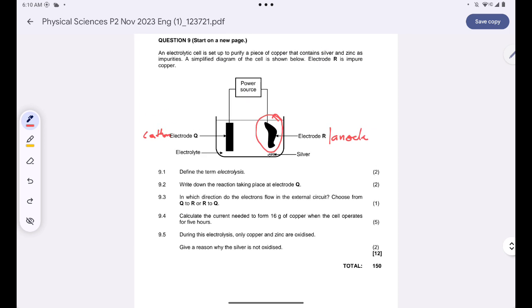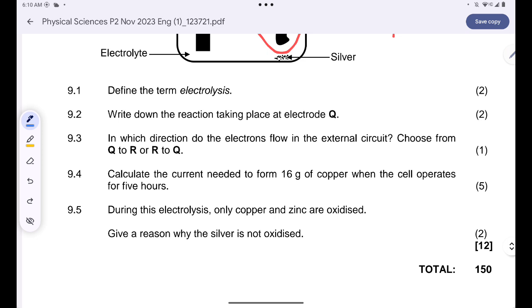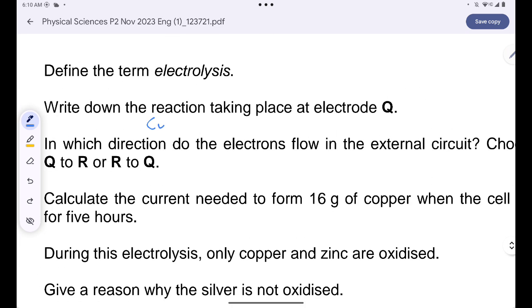So here I will have copper 2 plus, 2 electrons. This will give us copper as a solid, right? But at the anode you'll simply have copper, and copper will become copper 2 plus because it will give away 2 electrons. Right, together. So the half reaction that is taking place at electrode Q, we can simply write: copper 2 plus will receive 2 electrons for it to become pure copper.